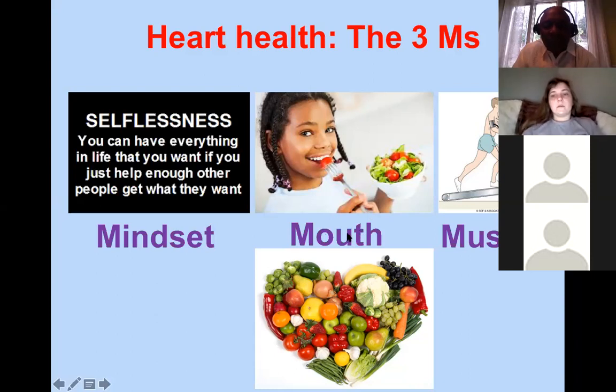Okay, so the mouth means greens, plant-based, a variety of plant-based diet. And then the muscle means activity. And then the other M means mindset, selflessness. You can have everything in life that you want if you just help enough other people get what they want.